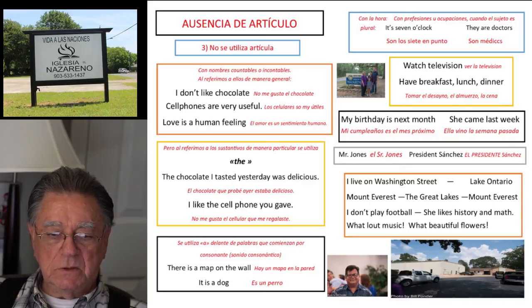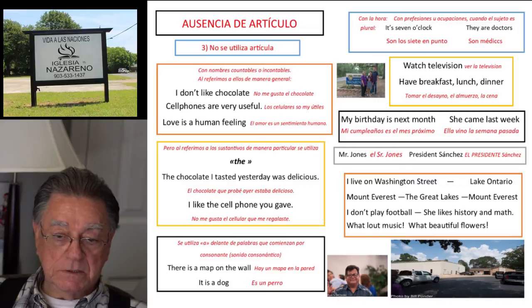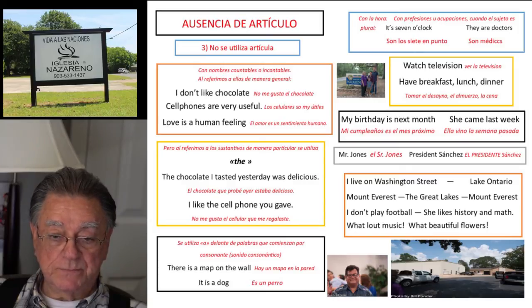Cell phones are very useful. Los celulares son muy útiles. Cell phones are very useful. Okay. We don't say the telephones, we say cell phones. We don't use an article. I don't like chocolate. Cell phones are very useful.